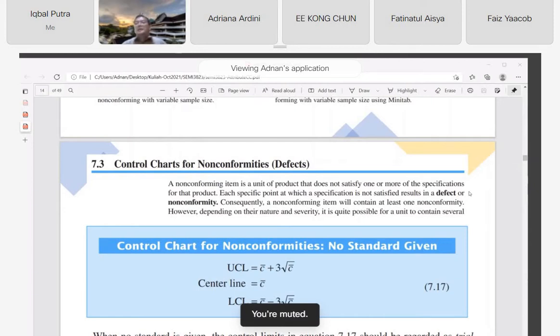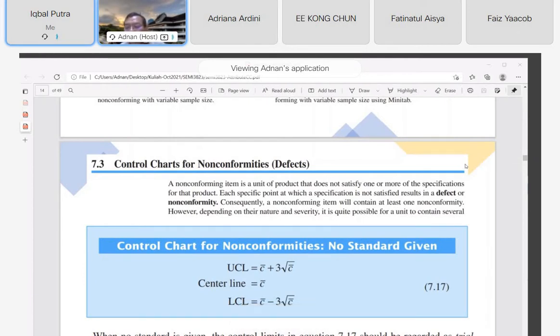Okay, kelas lepas apa kita belajar? Okay, you chat lagi. C chart and NP chart, right? Okay, very good. All right.